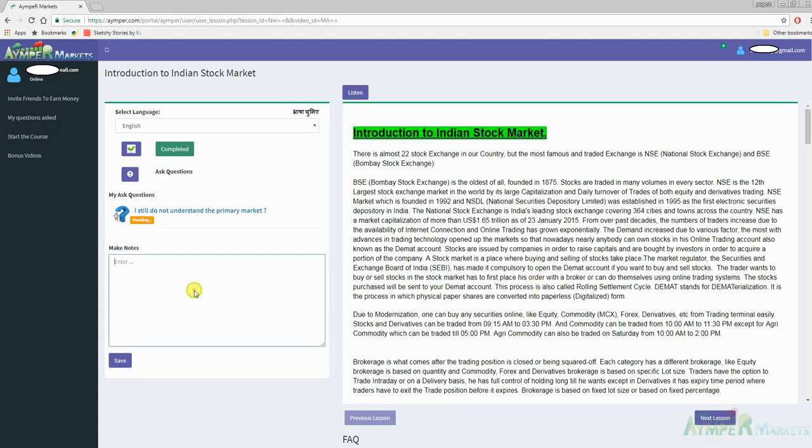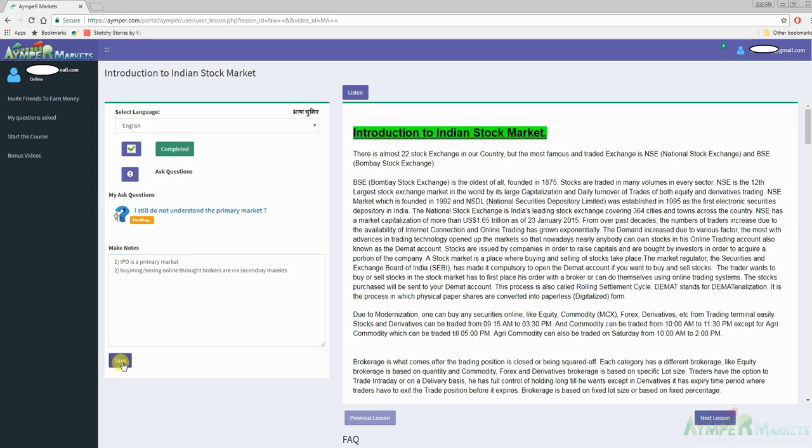Now another very nice facility that the admin has given over here is make notes. Like you can make n number of notes, that IPO is a primary market. And the second point you must have learned over here is that buying and selling online through brokers is via secondary markets. So this is how you can keep making notes, and you can save them.